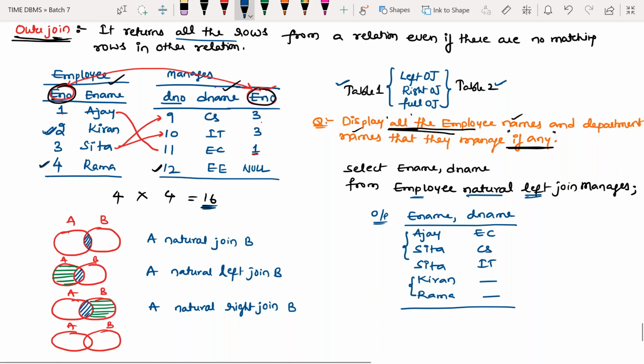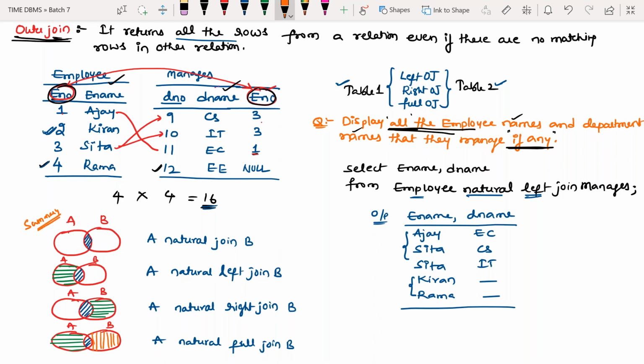Suppose I have a query: A natural full join B. If I write A natural full join B, you can see matching rows, and also non-matching rows in the left side table. These are the non-matching in the left side. And also you can see non-matching in the right side table. This also is in the output, meaning all the tuples are in the output. Fine. This is a summary of outer joins.